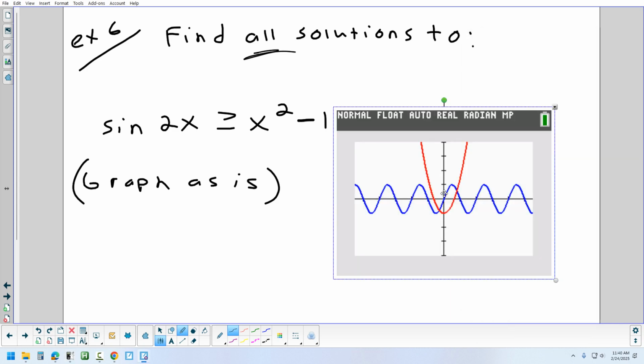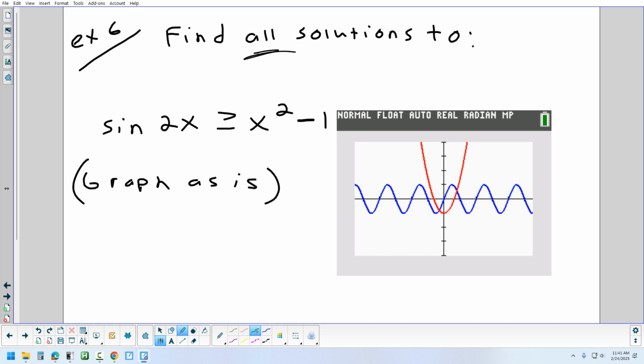Are we going to put plus the period times n on our answer? What do you think? Usually when it says all, we have to put plus period times n. Do you think so? No? Why not? There's only one parabola, right? The parabola isn't periodic. You don't get another parabola over here and then over here. You get it one time and that's it. So because it doesn't repeat, we're not going to put it.